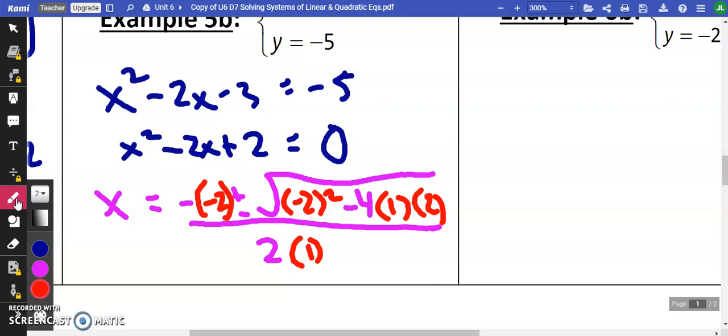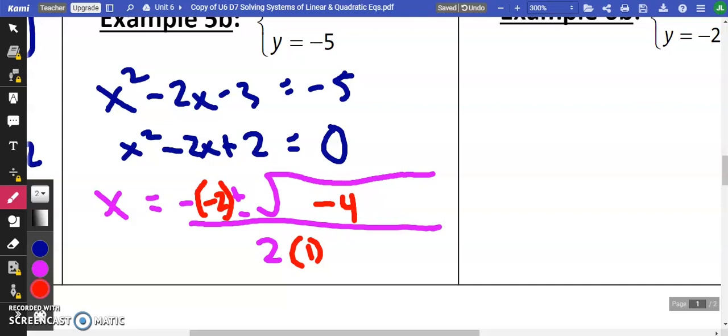So the first thing that I'm going to do is simplify the stuff underneath the square root. So the negative 2 squared will go first, and of course, negative 2 times negative 2 is going to give me 4. Then we'll do all of our multiplying, and we'll multiply the negative 4, the 1, and the 2 to get negative 8. And then we'll subtract the 4 and the 8 to get a negative 4.